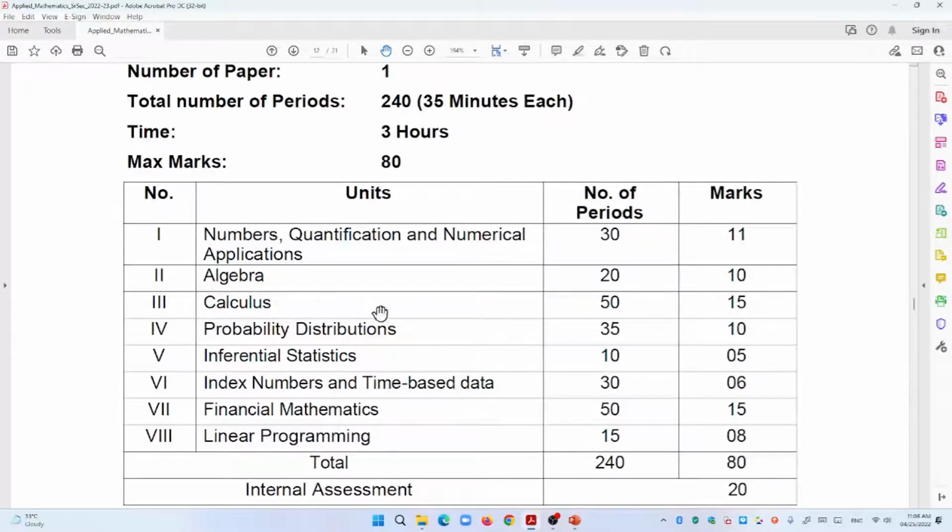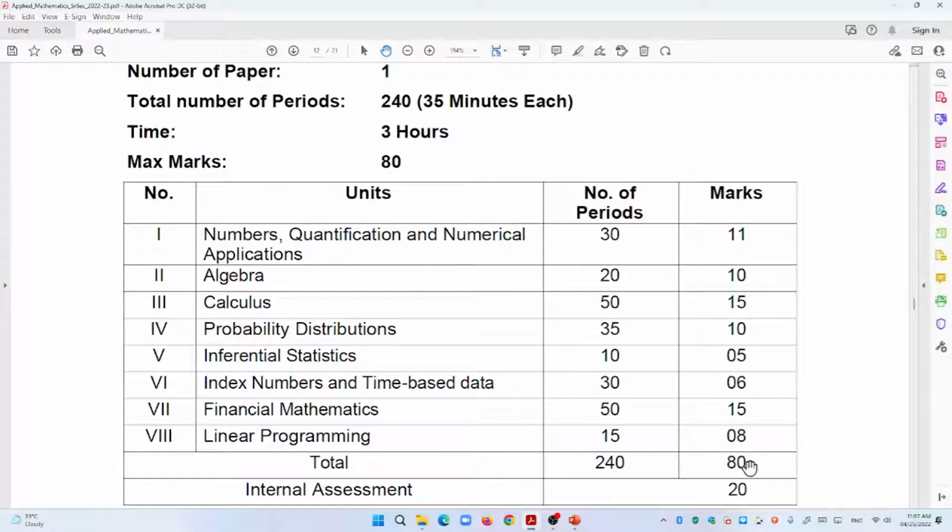We have 8 units. The first unit is Numbers, Quantification and Numerical Applications, and the marks allocated is 11. The second unit is Algebra, marks allocated is 10. Third unit is Calculus with an allocation of marks 15. Fourth unit, Probability Distribution, marks allocated is 10. Fifth unit is Inferential Statistics with an allocation of marks 5. Sixth unit is Index Numbers and Time-Based Data and has a weightage of 6 marks. 7th unit Financial Mathematics with a weightage of 15 marks, and 8th unit Linear Programming, weightage is 8 marks.